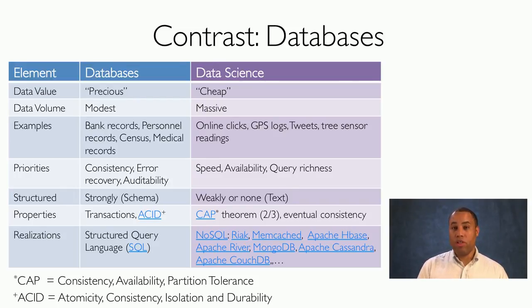The final property that we want to look at in contrasting databases is the query languages that we can use. Databases store their data using the structured query language, or SQL. In data science, we store using NoSQL data stores, and there are many different open source data stores that provide the NoSQL environment. And the key property of the NoSQL environment is that they allow for much more rich queries than we have in the SQL environment.